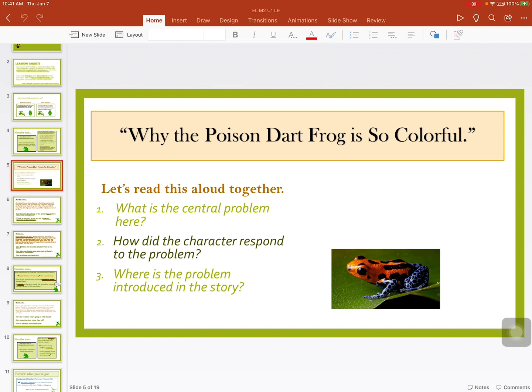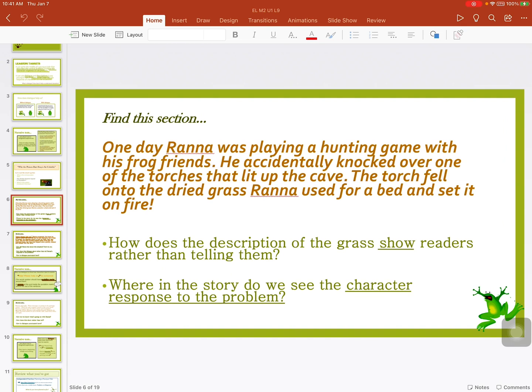Why the poison dart frog is so colorful. Let's read this aloud together. And while we're reading aloud, I want you to keep in mind, what do you think is the central problem here? How did the character respond to the problem? And where is the problem introduced in the story? So find this section. It can be found in your workbook, or you can read along with me here.